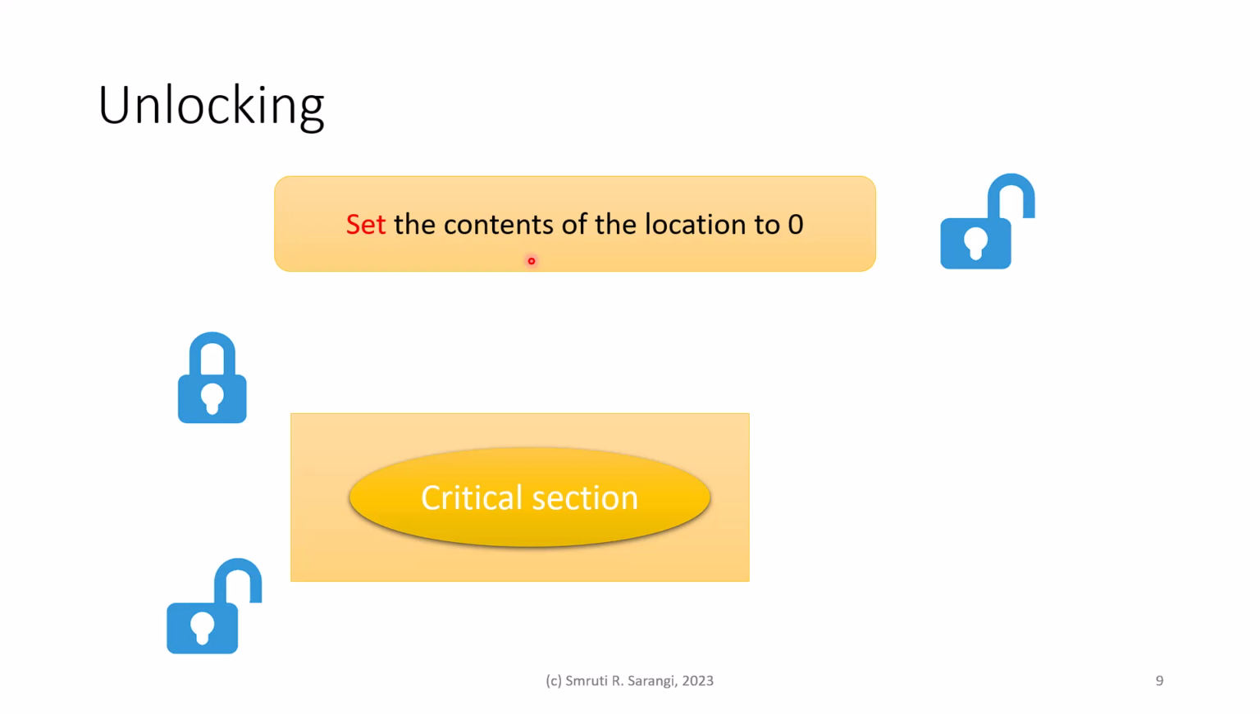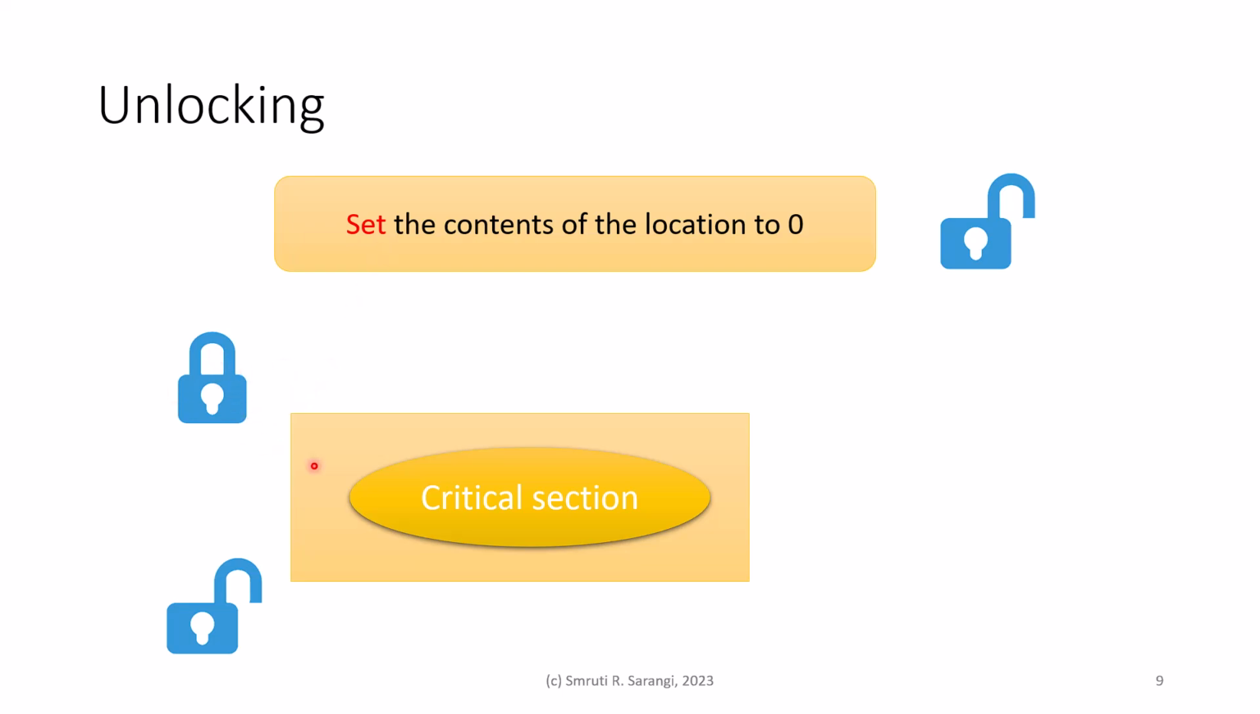Whoever is successful will acquire the lock, and the rest will go back and try. When we discuss more about memory models and memory consistency, we will see that there is a need to add something called a memory barrier here. So this is not as simple as setting the value of a location to 0. There is something additional involved, which includes adding a barrier. But it is better discussed in the next lecture, not in this one.